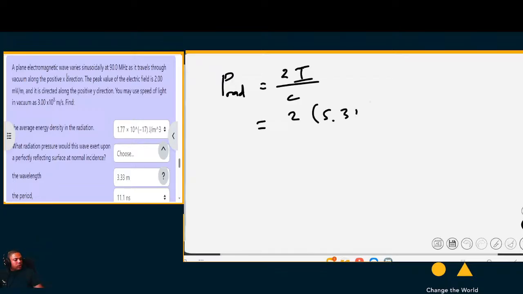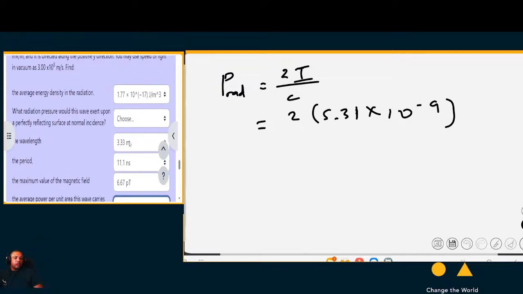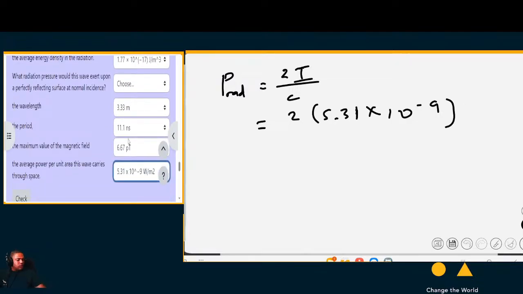You see, some of them you need to calculate before others. So I had to calculate average energy density. The rest I could calculate at any time, but the others, like the average power per unit area, is based on the average energy density, and the average radiation pressure is based on the average power per unit area. This is 2 times the intensity, 5.31 times 10 to the negative 9, over the speed of light, 3 times 10 to the 8.